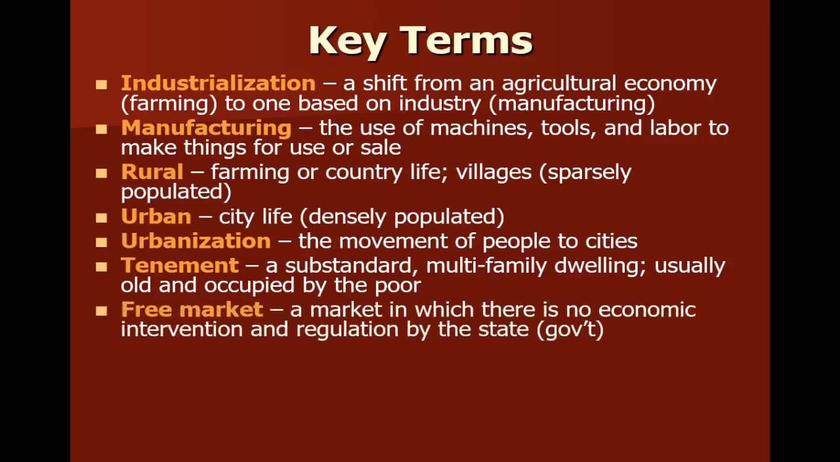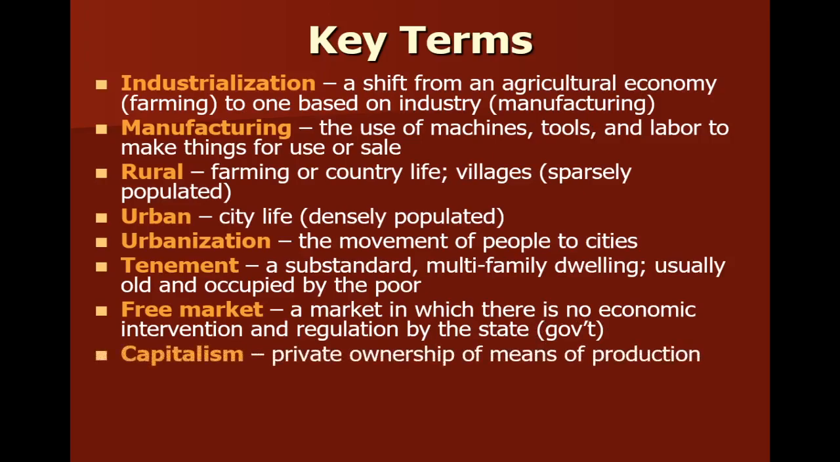Next up we have free market, which is a market in which there's no economic intervention and regulation by the state. Okay, the state in this sense just means the government. That's why that's over here. You can see it on the end. It's got the parenthesis GOVT. Next up we have capitalism, which goes hand in hand with free market.